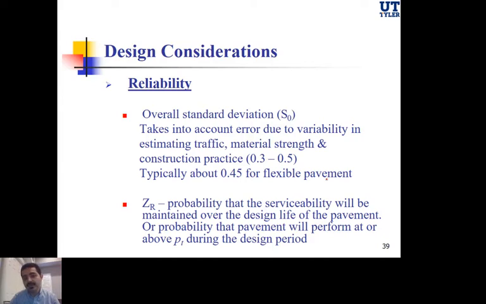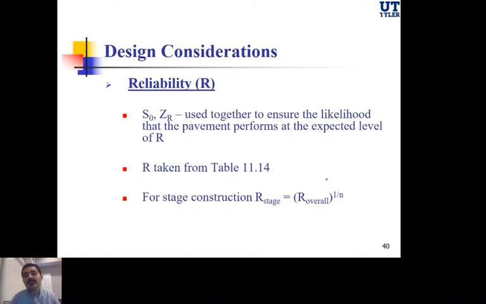ZR, another factor, is the probability that the serviceability will be maintained over the design life of the pavement. In simpler terms, it is the probability that the pavement will perform at or above the terminal serviceability during the design period, PT, if you recall. So these two factors together, S node and ZR, will be used together to ensure the likelihood that the pavement performs at the expected level or even higher.